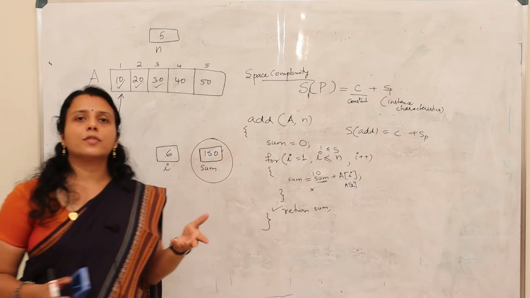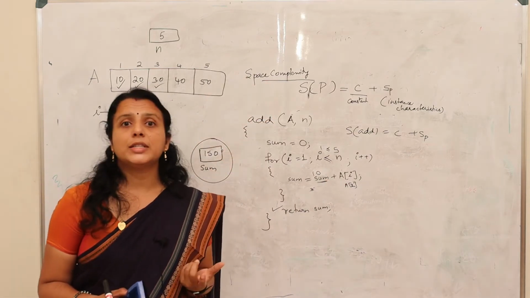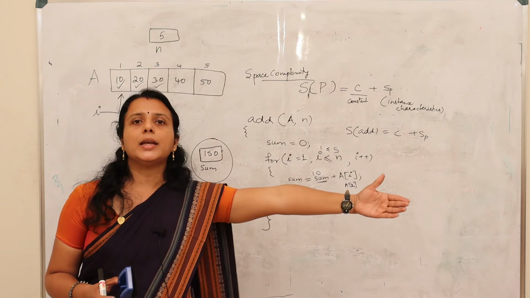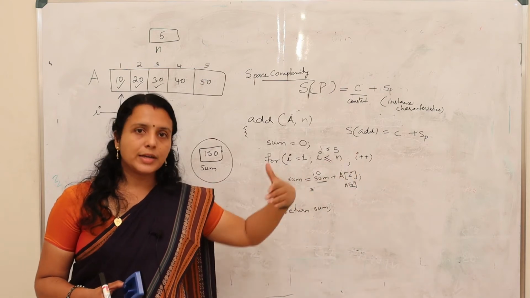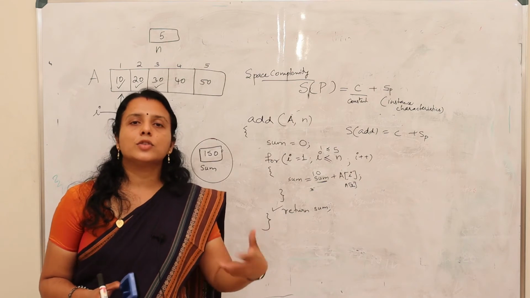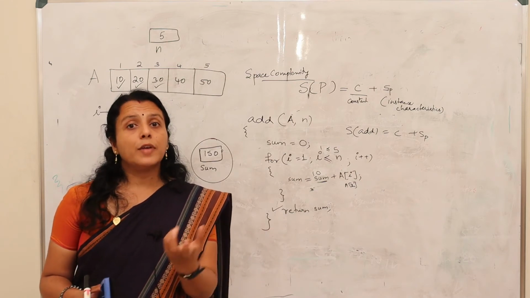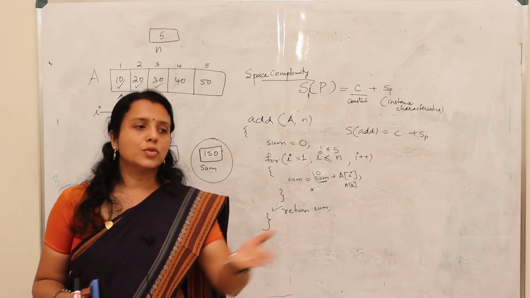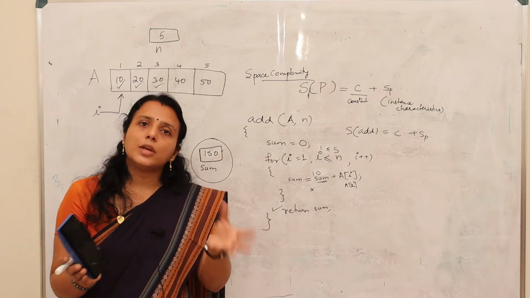Next, a third user will come. He will provide n equal to 20. What happens? Your array size again expands. It will contain 20 memory cells. A fourth user comes. He is going to execute this program and he is providing n equal to 3. So your array will have only 3 memory cells.